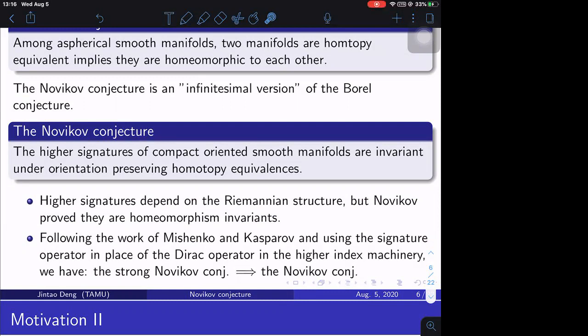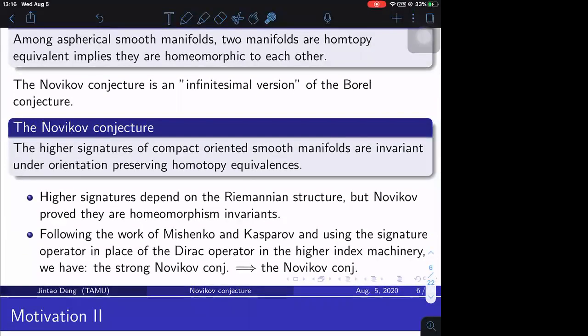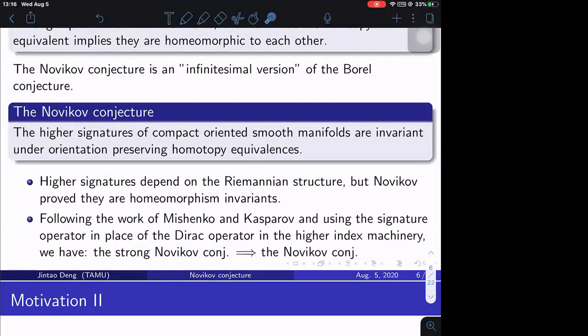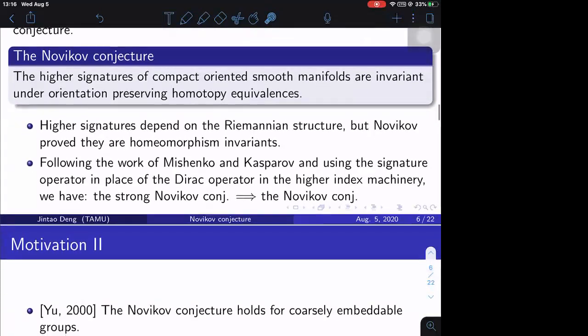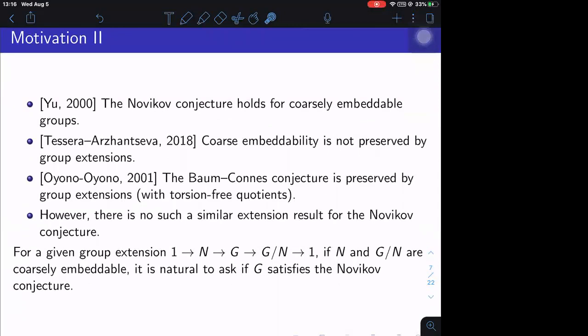So in the case of aspherical manifolds, the Borel conjecture implies the Novikov conjecture. And also following the work of Mishchenko and Kasparov, using the signature operator in place of the Dirac operator in the Hirzebruch index machinery, we have that the strong Novikov conjecture implies the Novikov conjecture. Okay, and actually we already know that in many cases the Novikov conjecture holds.